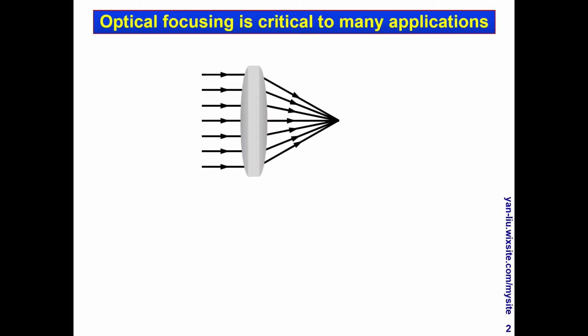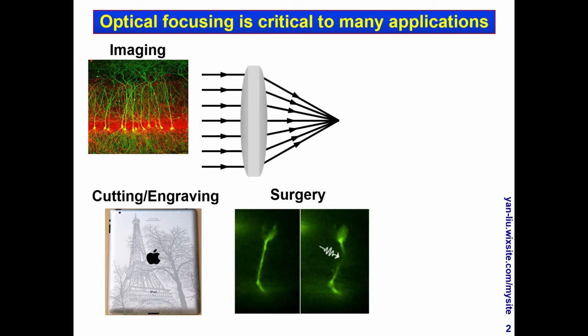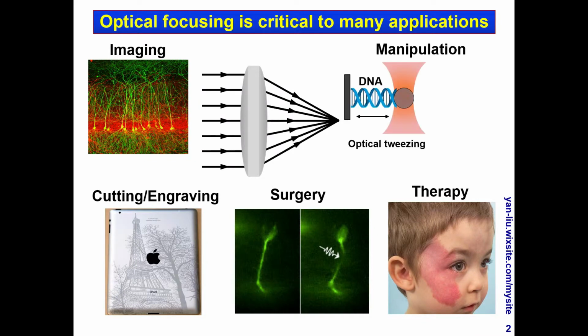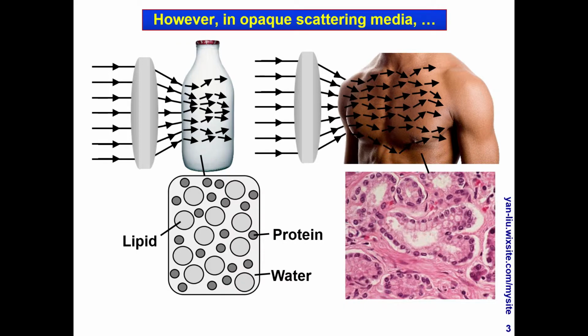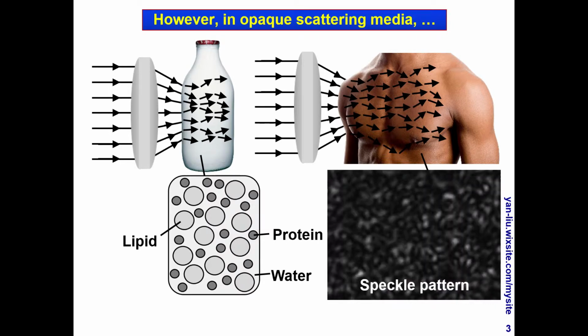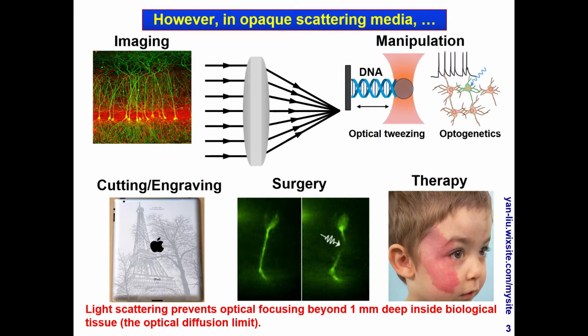Optical focusing is critical to many applications such as optical imaging, laser cutting, laser surgery, phototherapy, and optical manipulation such as optical tweezing and optogenetics. However, in opaque scatter media such as milk and biological tissue, light is scattered due to the refractive index heterogeneity within this media. Instead of a focal spot, the light intensity inside scatter media looks like this, which we call a speckle pattern. In general, light scattering prevents optical focusing beyond 1 millimeter deep inside biological tissue, which limits all these applications I just talked about to superficial layers.